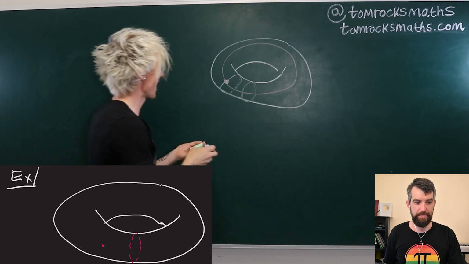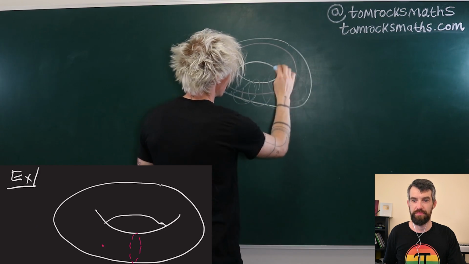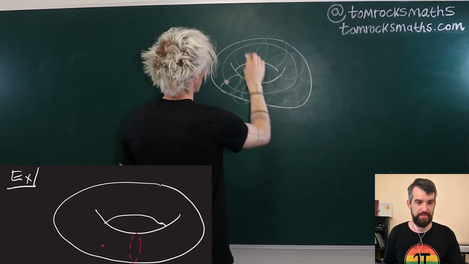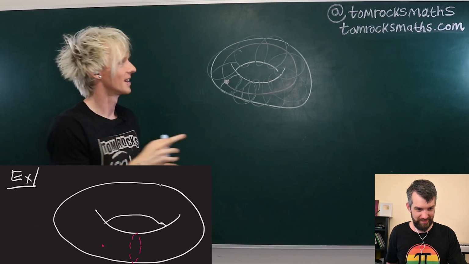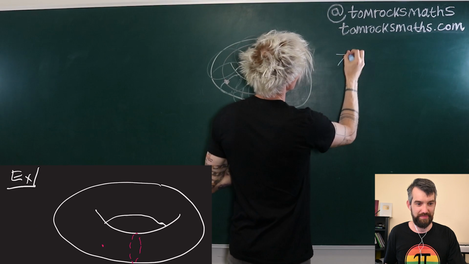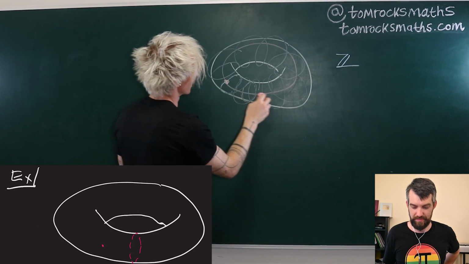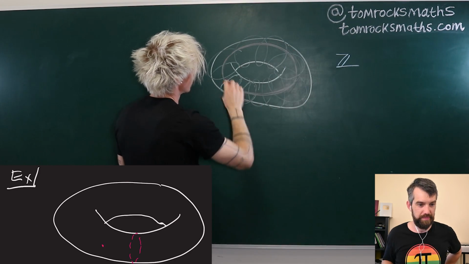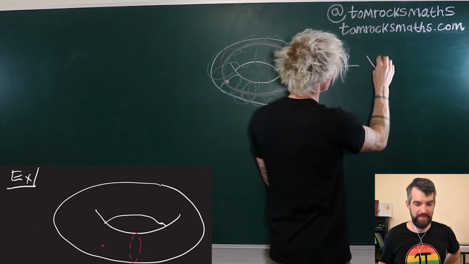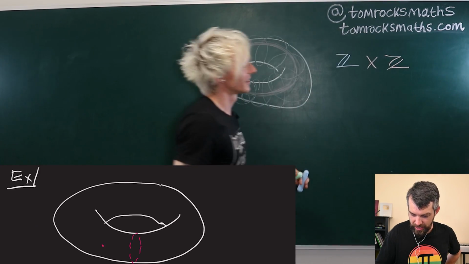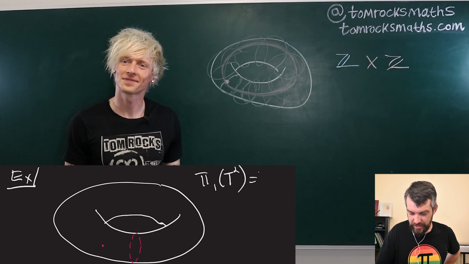Yep. So what we're going to get here is that we can loop this one around in one dimension, so I can go like that, but then I could do it plus or minus. That's right. So that's giving me Z from the outside bit, but then I can do the exact same around that central hole, continue to go round or change the direction. So I'm getting Z cross Z. That's exactly right. So pi1 of what we call the 2-torus here is Z cross Z.